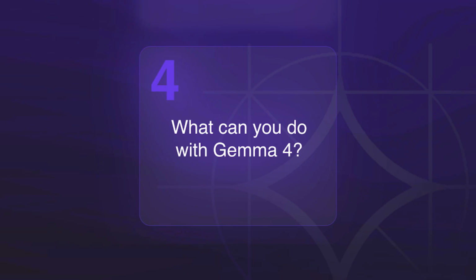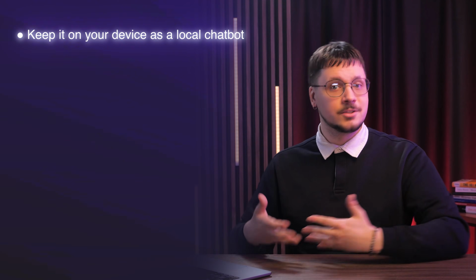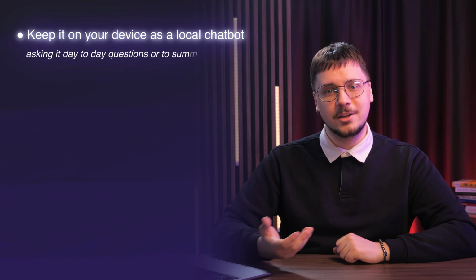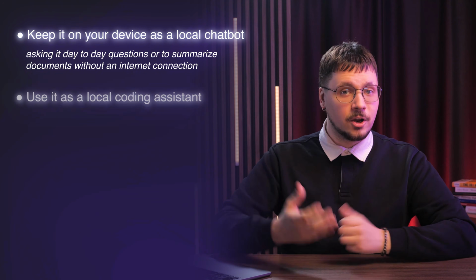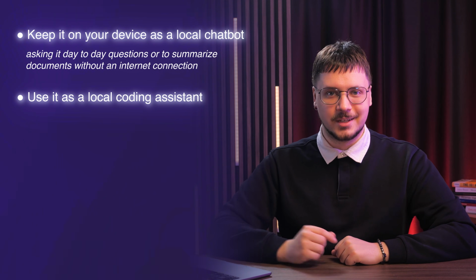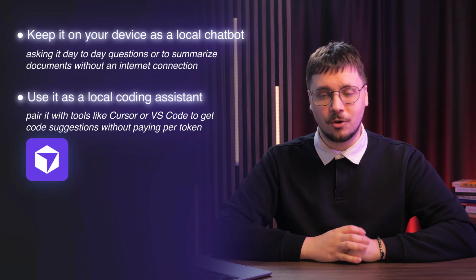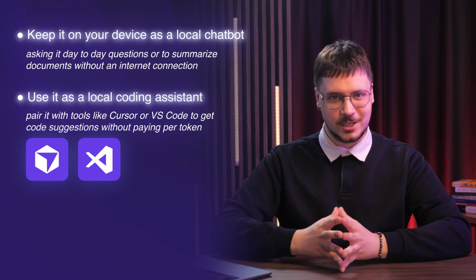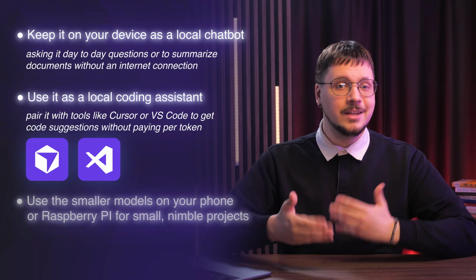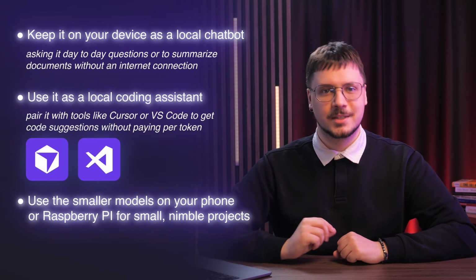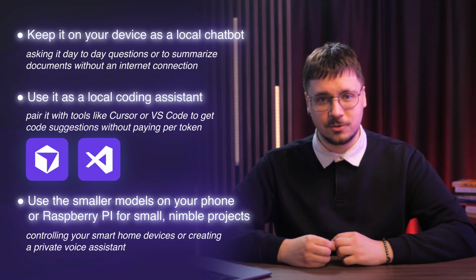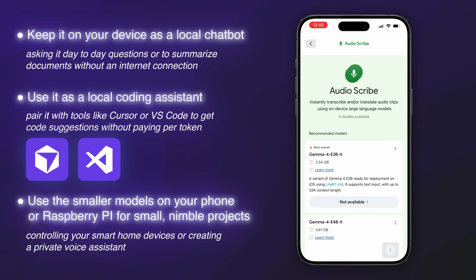Okay, once you have Gemma 4 downloaded to your machine, what do you actually do with it? That part is kind of up to you. You can keep it on your device as a local chatbot, for example, asking it your day-to-day questions or to summarize documents without an internet connection. You can also use it as a local coding assistant, so you can pair it with tools like Cursor or VS Code to get code suggestions without paying per token. You can even use the smaller models on your phone or Raspberry Pi for small, nimble projects like controlling your smart home devices or even creating a private voice assistant.